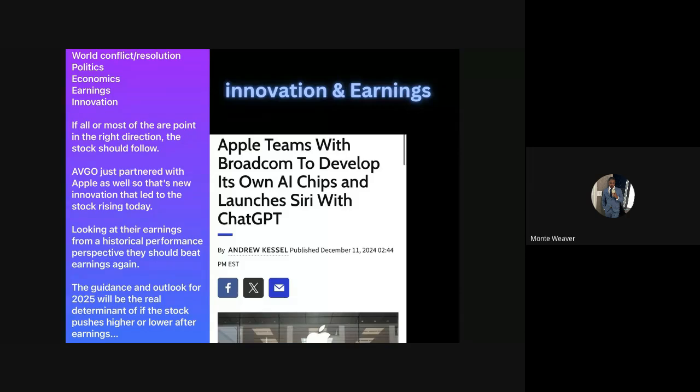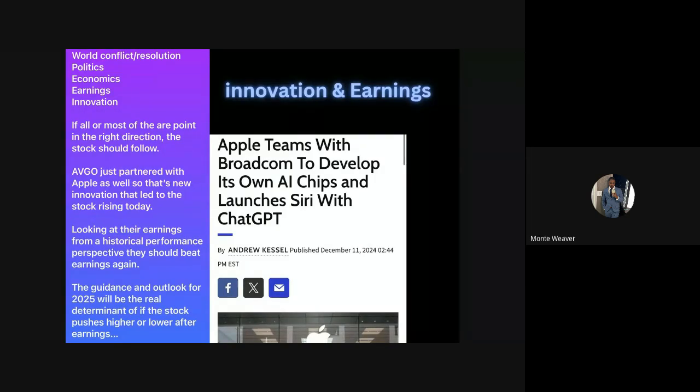They partnered with Apple, so that was innovation, right? Looking at the earnings historically from past performance, I said they should have beat earnings again, which they did, right? They beat earnings, but they missed on revenue. And I even said the real reason, the guidance and the outlook for 2025, would be the real determinant of whether the stock pushes higher or lower after earnings. So if any of you paid attention to AVGO's earnings, yes, sir, Matthew, or their stock, the stock jumped up for sure. The stock jumped up first, right? Then it came down, right?